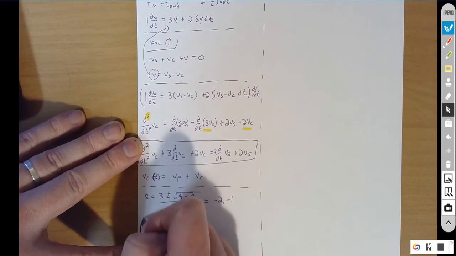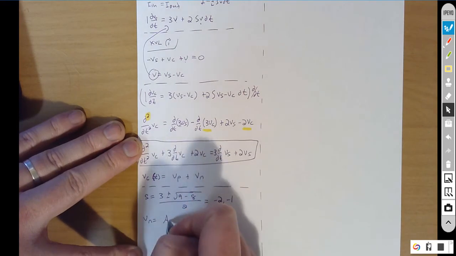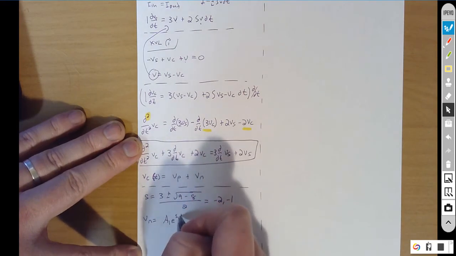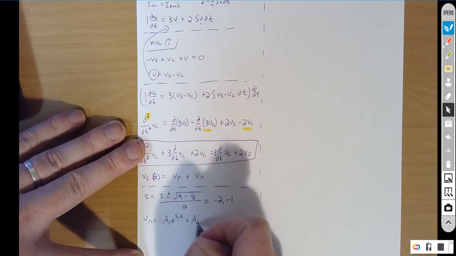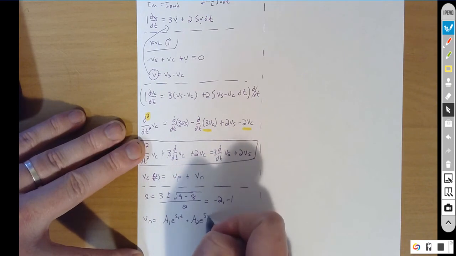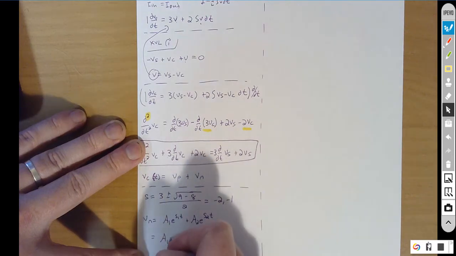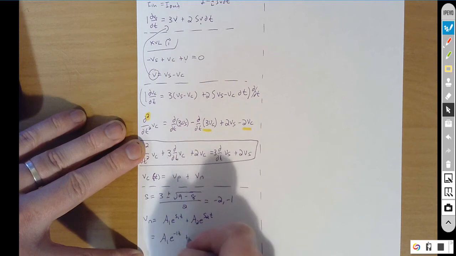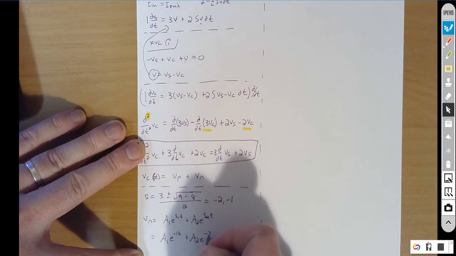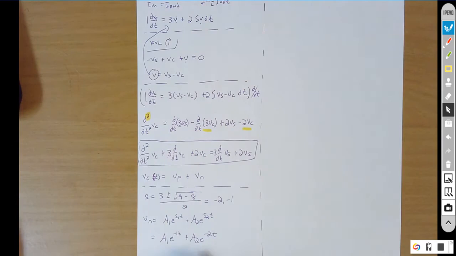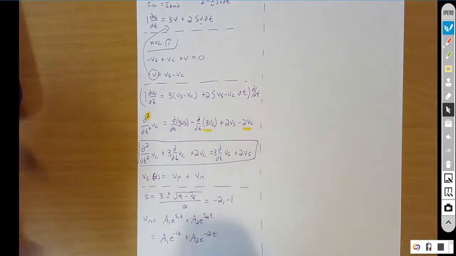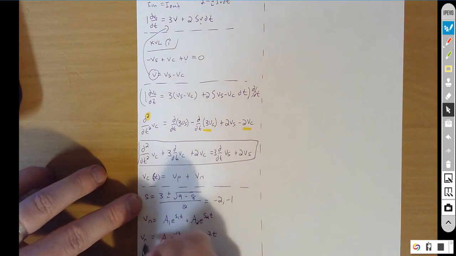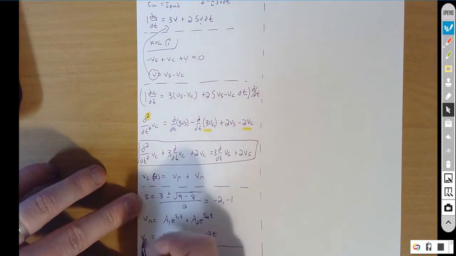So that means V natural is going to take the form of A1 e to the s1 t plus A2 e to the s2 t, and you can pick whichever one you want, so I'm just going to pick 1 for 1 and 2 for 2. Doesn't really matter which is which. These A's, I can't do anything with until I get the particular response and the initial conditions. So we are done with this for the time being.